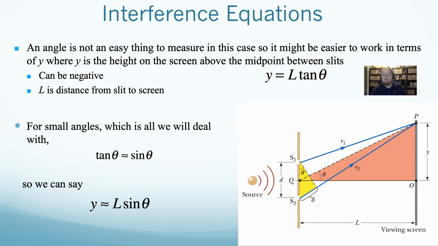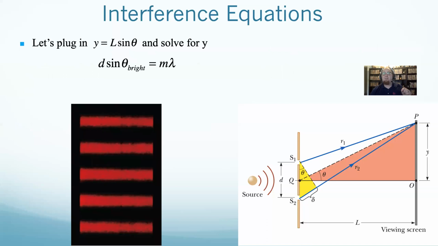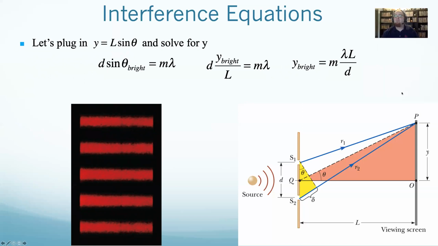Now, if we go back to when my bright and dark spots happen, delta is d sine theta either way. So we can say if d sine theta equals m lambda for bright, or d sine theta equals m plus a half lambda for dark. But if I put that together with my y equals L sine theta, that means sine theta is y over L. And rearranging can tell me my bright spot will happen anytime we have y equals m lambda L over d.